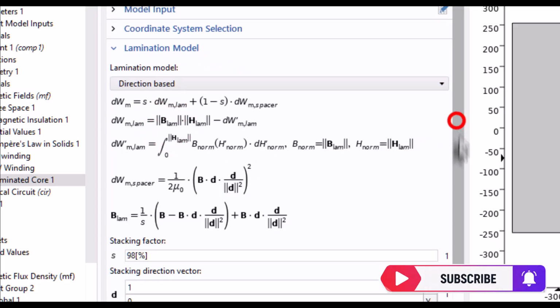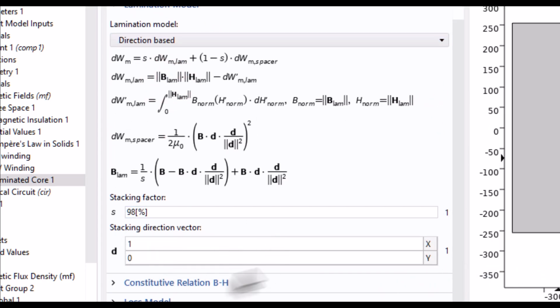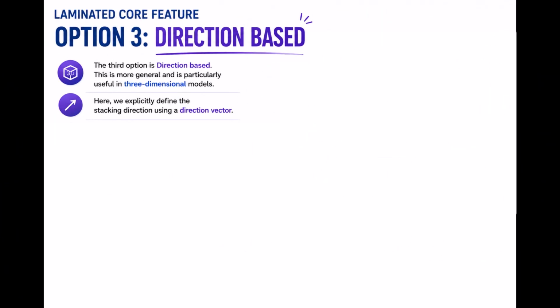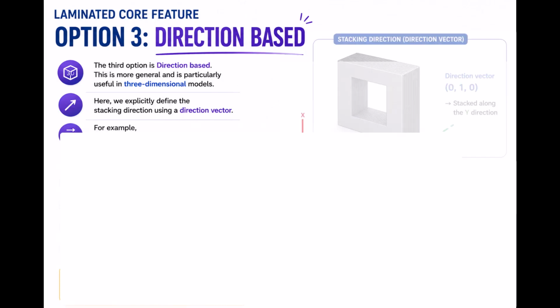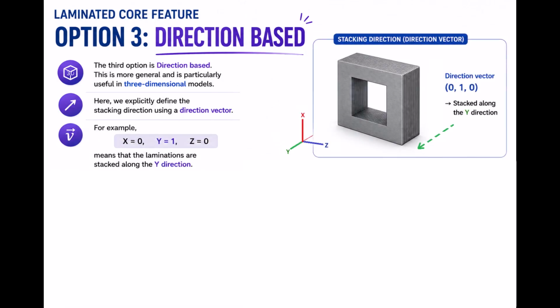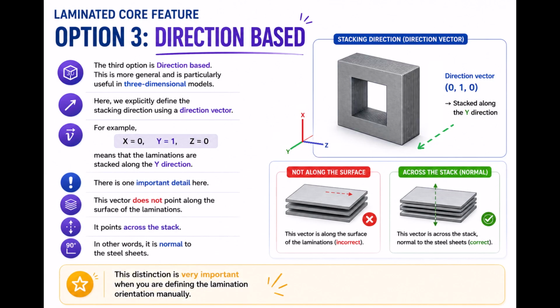The third option is direction-based. This is more general and is particularly useful in three-dimensional models. Here, we explicitly define the stacking direction using a direction vector. For example, 0, 1, 0 means that the laminations are stacked along the y direction. There is one important detail here. This vector does not point along the surface of the laminations. It points across the stacks. In other words, it is normal to the steel sheets.